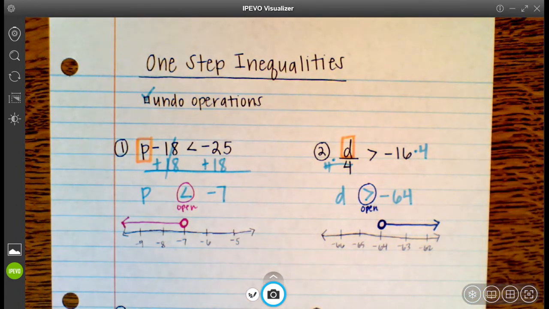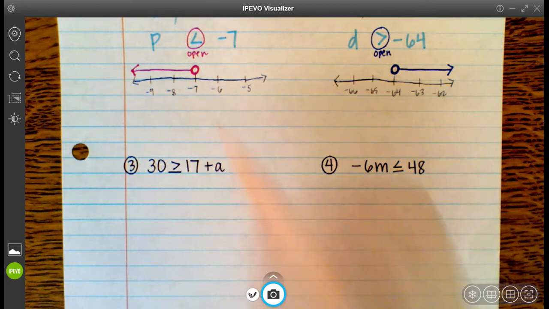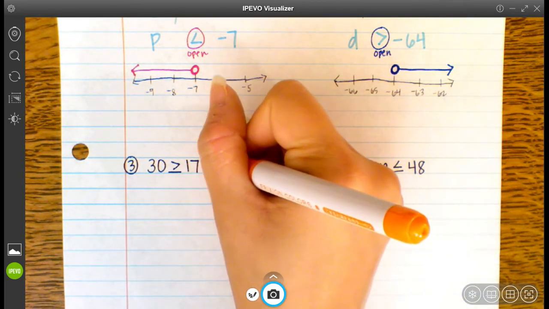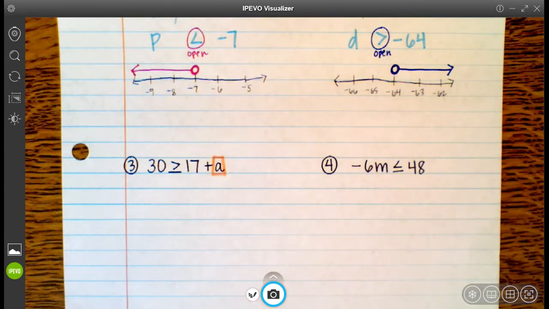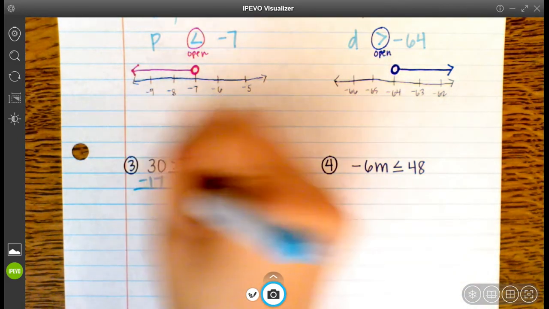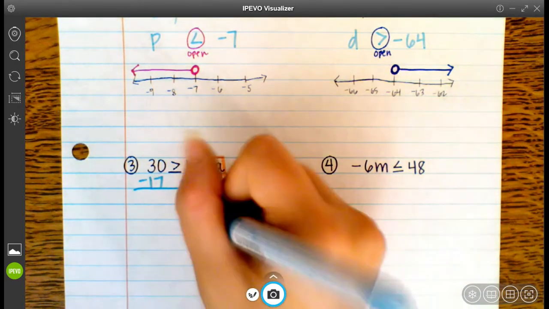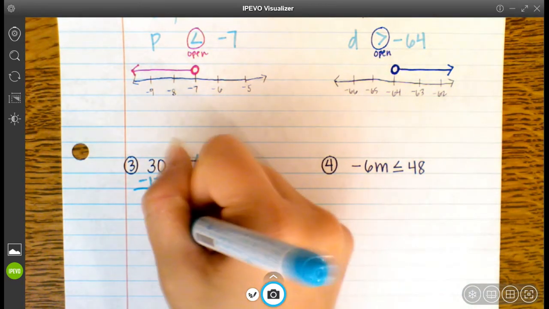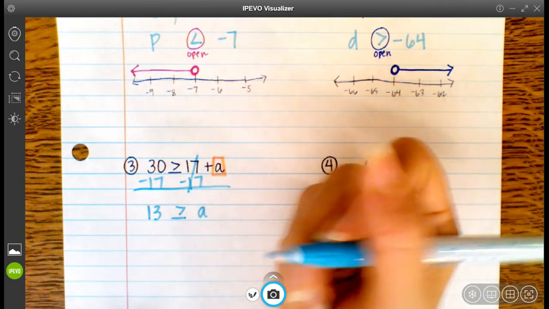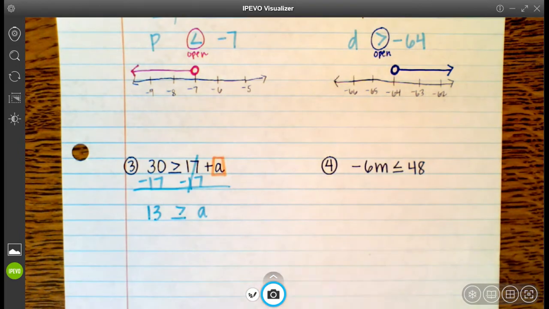Now let's take a look at number 3 and 4. So we want to get a by itself. And right now, a is being added with 17. So to undo add, we subtract from both sides. We end up getting our little a is on the right side of our inequality symbol, and 13 is on our left side. Now we don't like this because our little a is not on the left side.